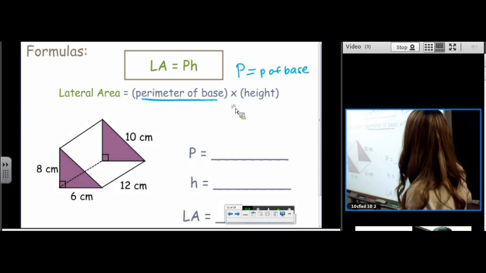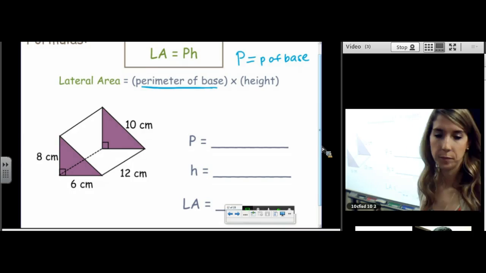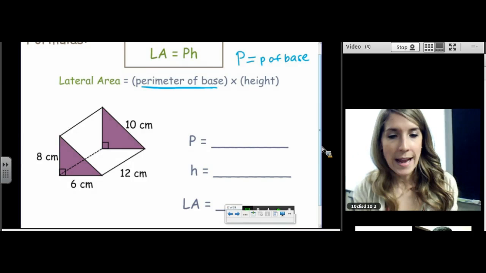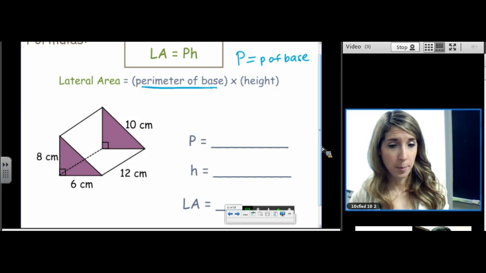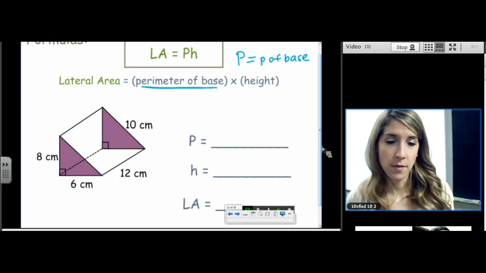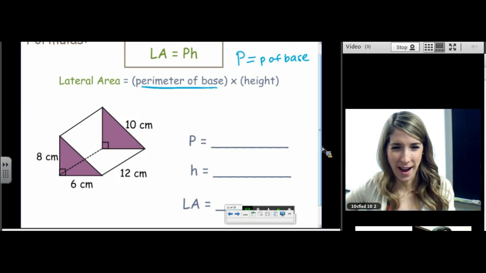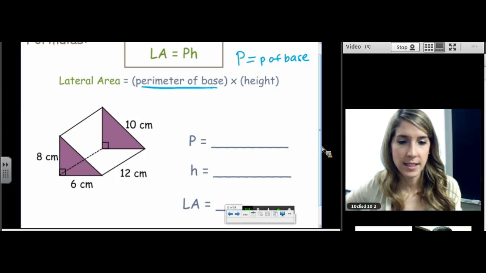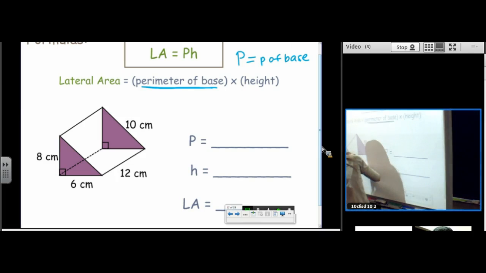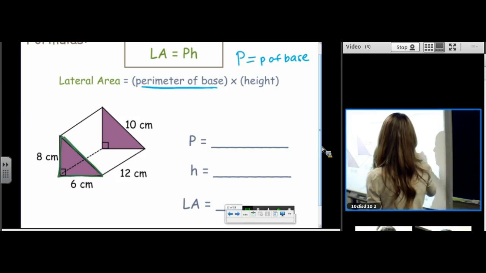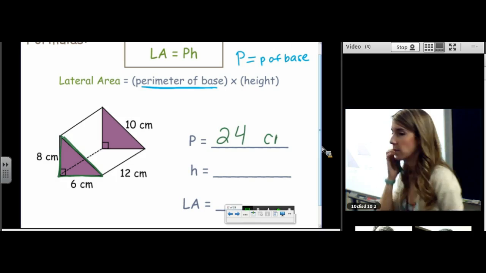So here's my figure. What is the perimeter of the base? So the bases are the triangles. They're the purple ones. What's the perimeter of the base? I shouldn't have even given you the 10, right? You could have found the 10 on your own. Good. 24. 8 plus 6 plus 10. So it's like you're walking on the edges of the base. So the perimeter of the base is 24 centimeters.